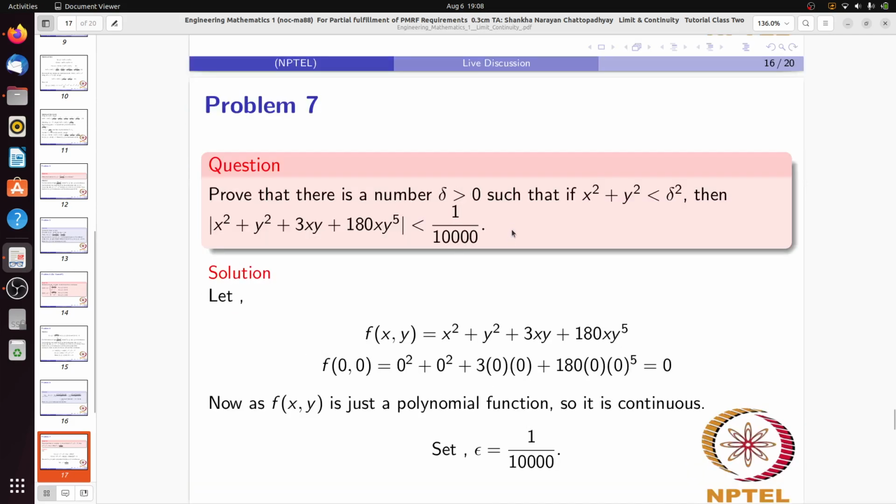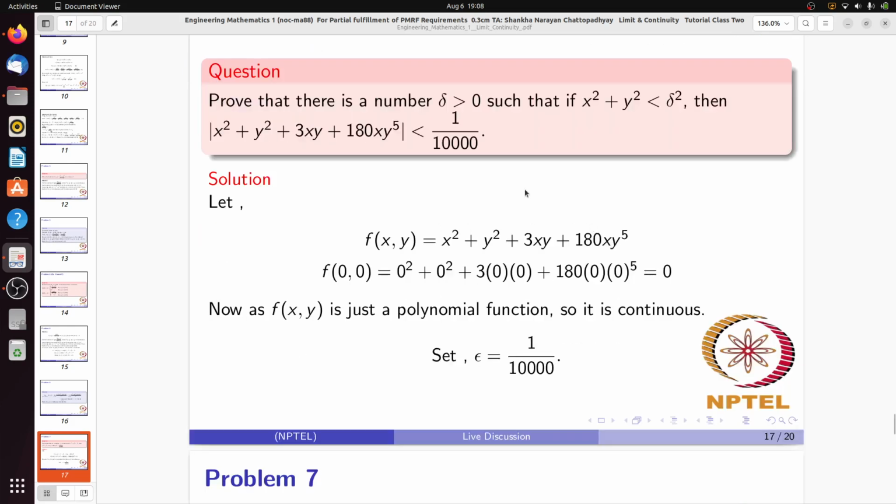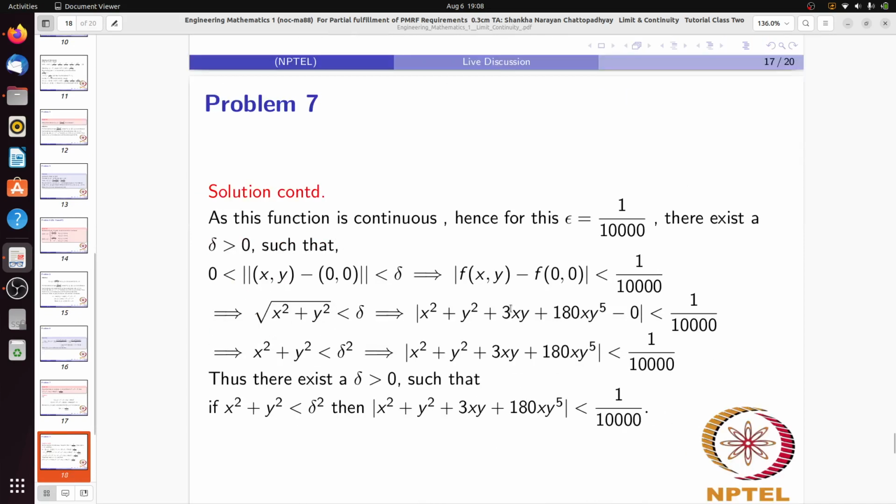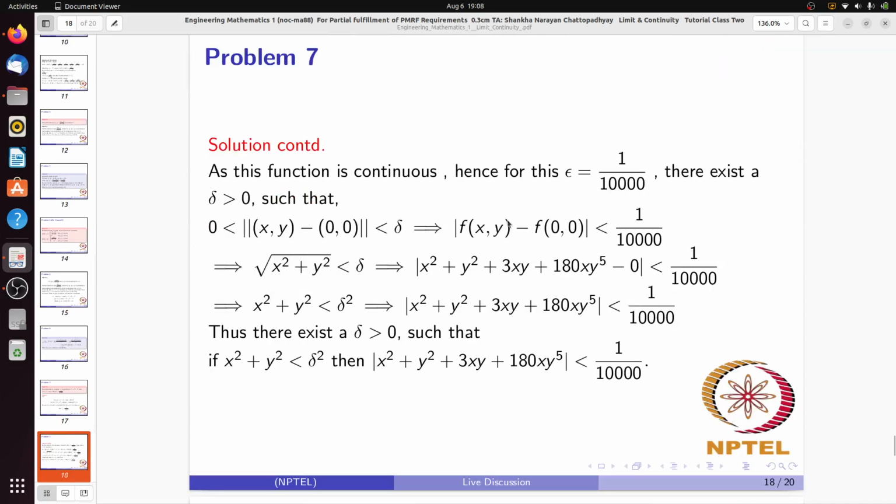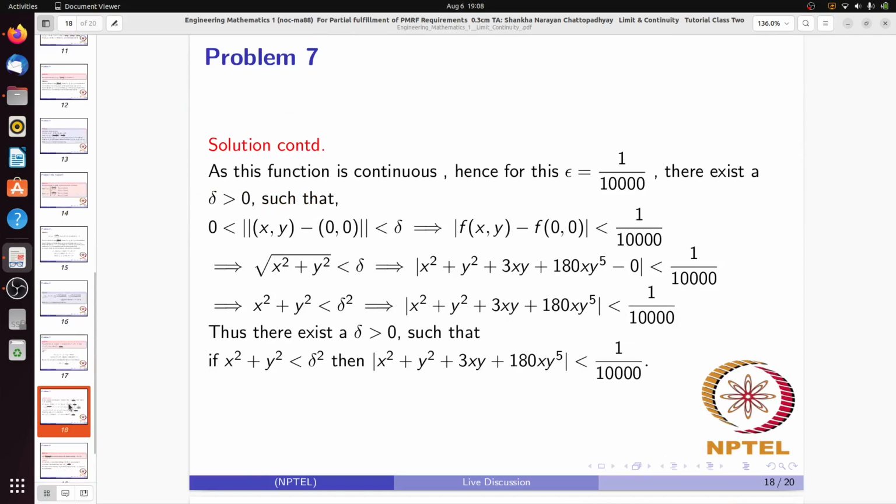And here we are just using the epsilon-delta definition. We are choosing epsilon to be 1 by 10,000, and for that epsilon we are trying to find one suitable delta. Because it is just a polynomial, it is a very nice function, so we can always use this type of thing here. So problem 7 is just an application of the epsilon-delta definition. It's a very easy one, I have already discussed it.